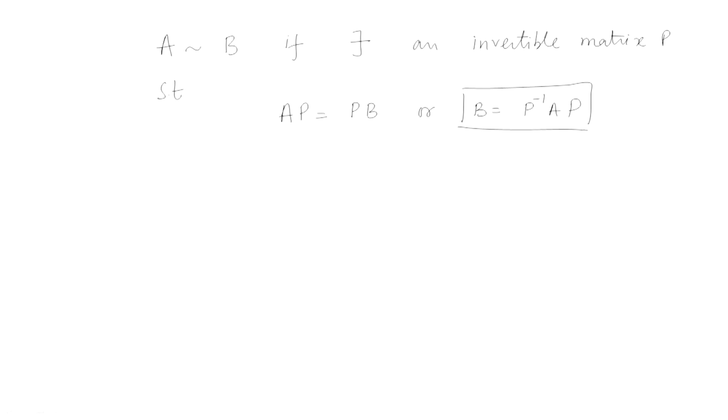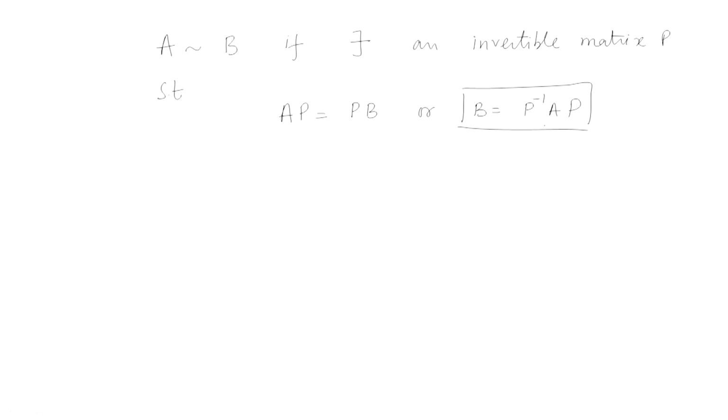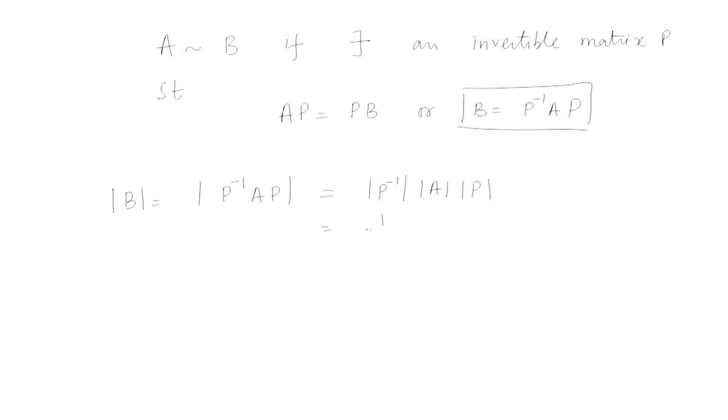So, one thing is very obvious from this fact. What is that? That determinant of B and determinant of A are equal. This is very clear from here. You can see that determinant of B will be determinant of P inverse AP, and that will be equal to determinant of P inverse, determinant of A, determinant of P, since determinant of A into B is equal to determinant of A into determinant of B. Now, determinant of P inverse is 1 upon determinant of P, into determinant of A into determinant of P. So, these two cancel out. So, it is equal to determinant of A.